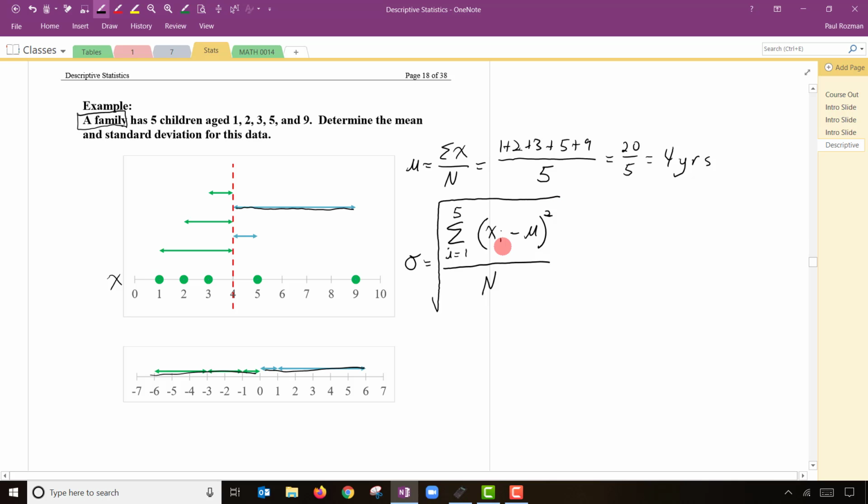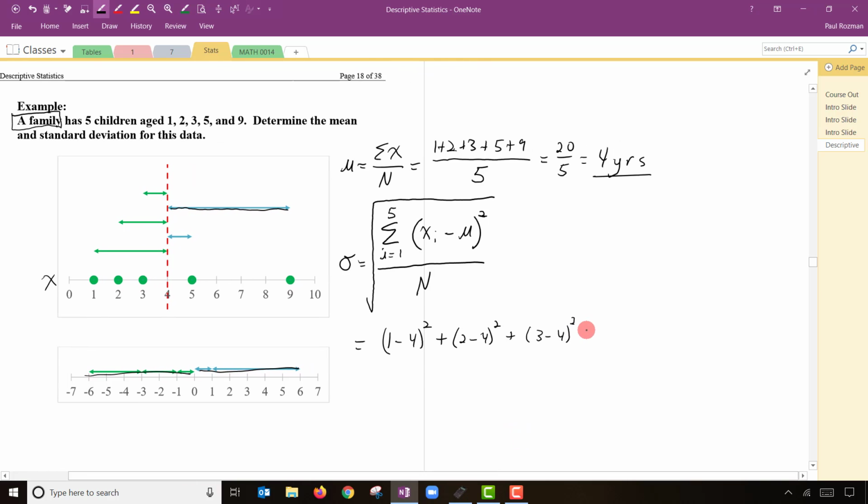It's rather tedious to do. These numbers are nice, though. I'm going to do each of the distances. So the first x was the 1-year-old. So I have a 1-year-old minus the mean, which was 4 years. And then we square. And then we're going to add that to the squared distance of the 2-year-old. So that'll be 2 minus 4 squared. And then the 3-year-old. You can see you probably don't want to do this for 50 values.